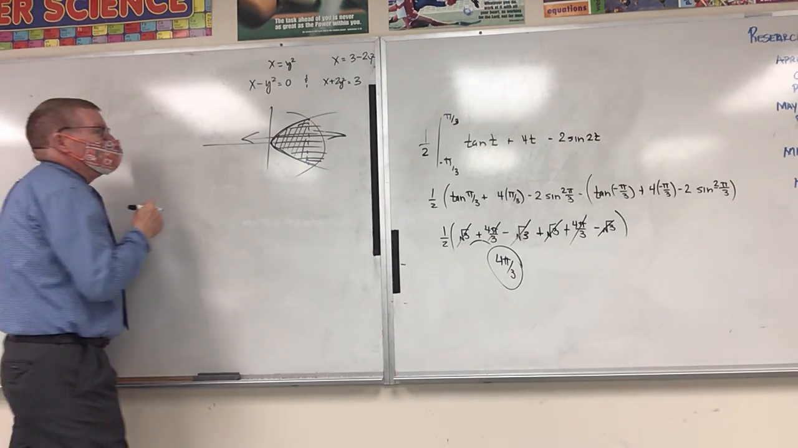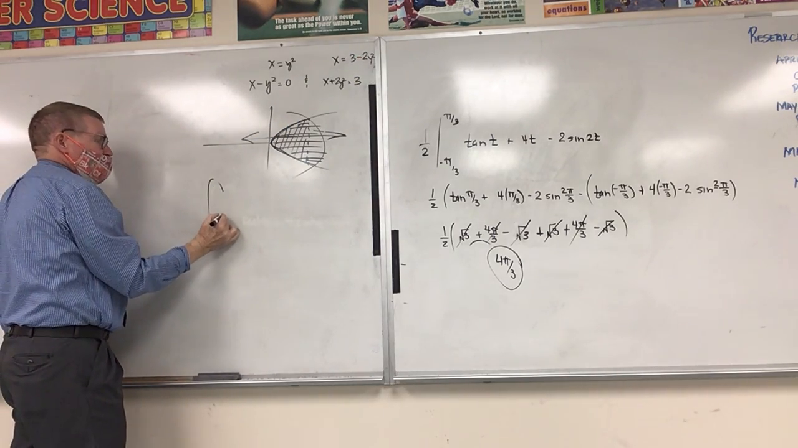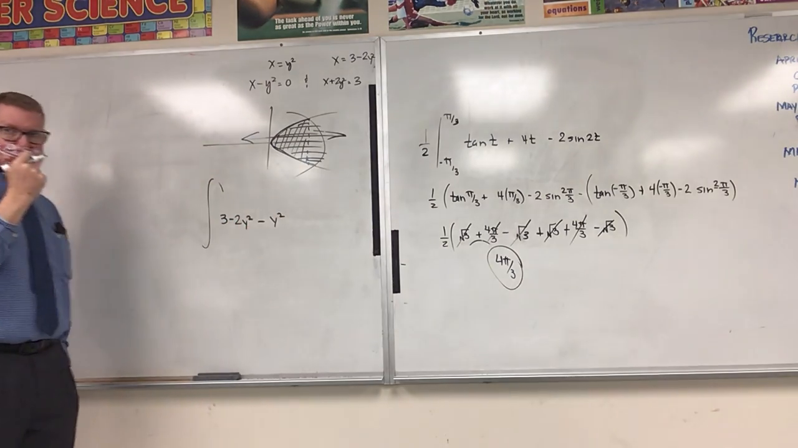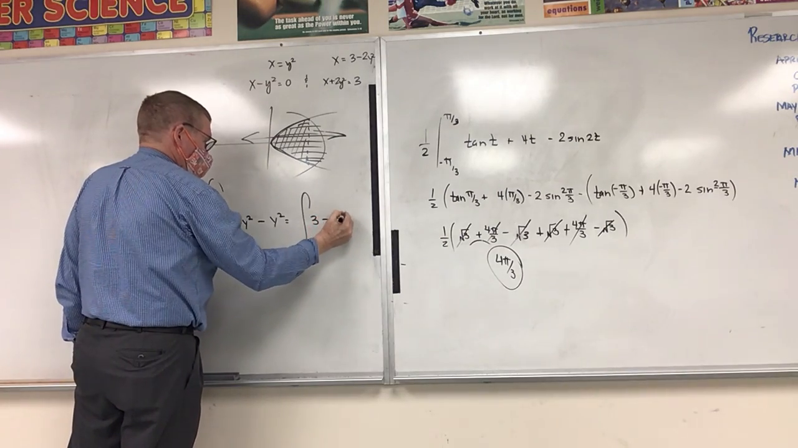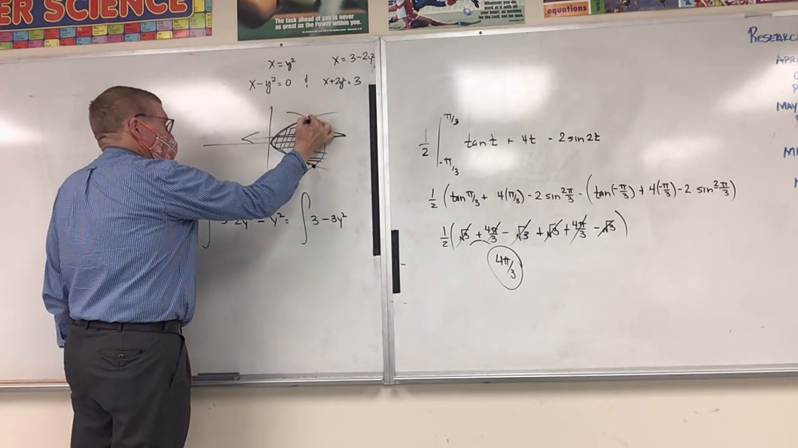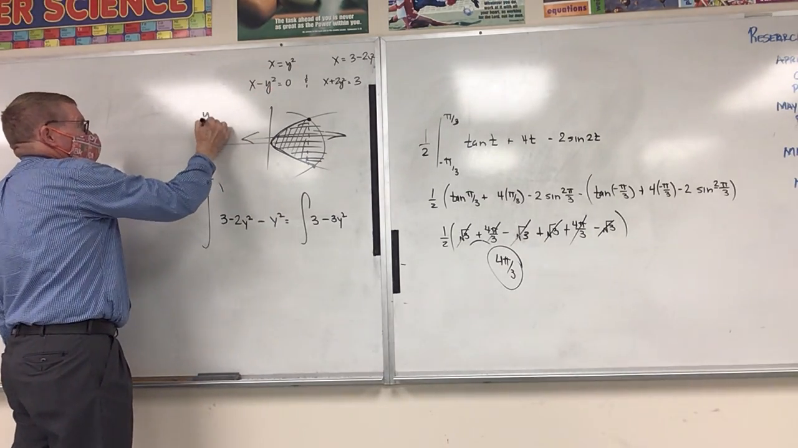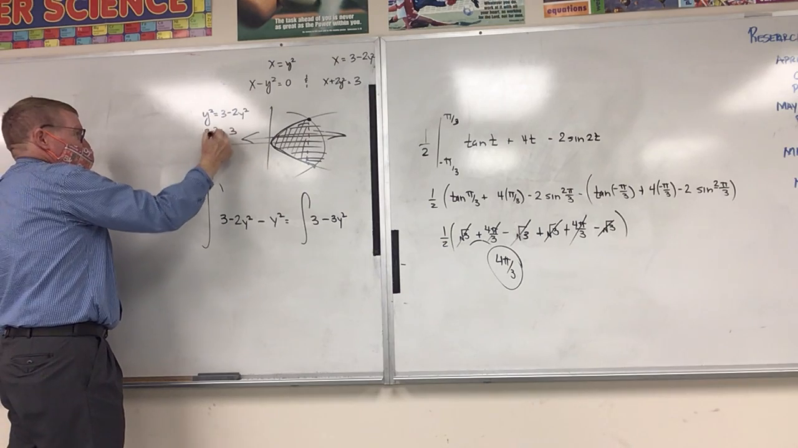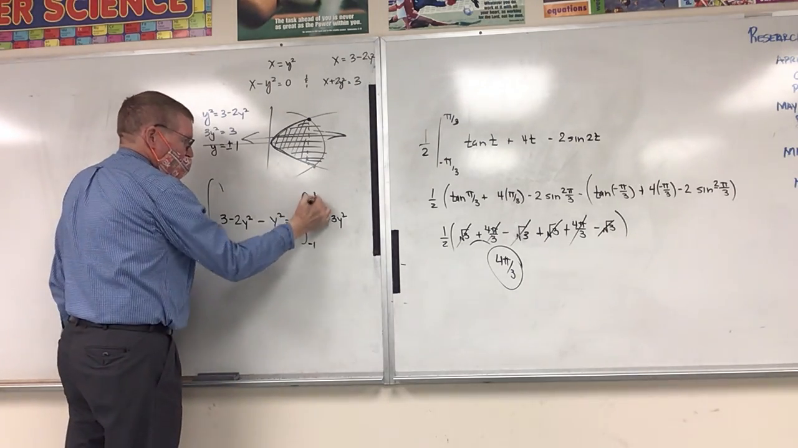Alright, which one is the top? The one furthest to the right. So this one is the top. So I'm looking for the integral of 3 minus 2y squared minus y squared. And then we can simplify that to be the integral of 3 minus 3y squared. Now all I need to do is find out where those points are. If I set them equal to each other, y squared equals 3 minus 2y squared. That's going to be 3y squared equals 3, y equals plus or minus 1. So therefore I know I'm going from -1 to 1.